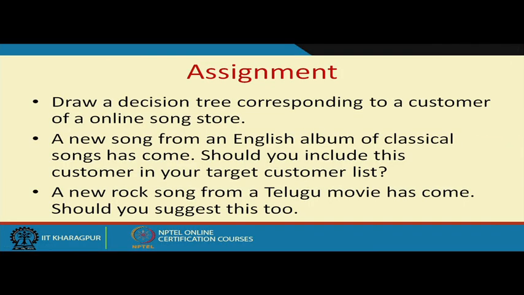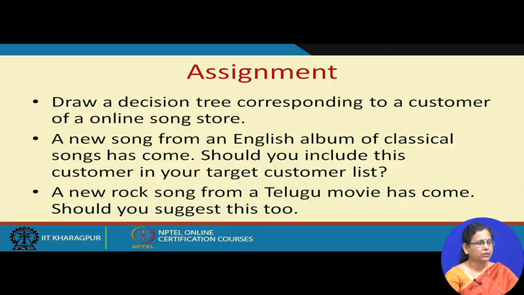Now, this idea of decision tree can be extended for a content based recommender system. This is the assignment for you, and the questions will be asked based on this assignment. You draw a decision tree corresponding to customers of an online song store. A new song from an English album of classical songs has come. Should you include this customer in your target customer list?